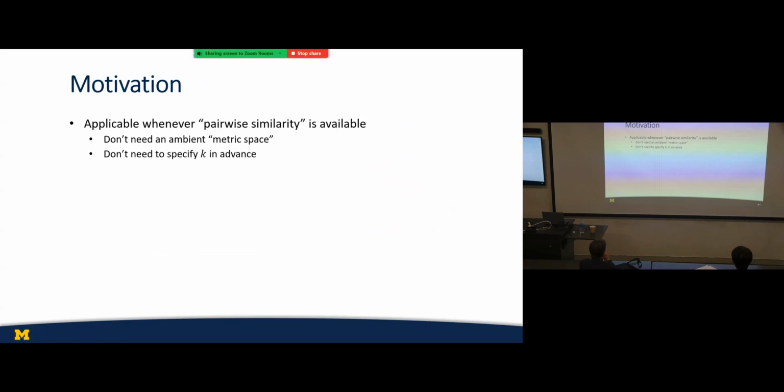So why did we study this problem? As a clustering problem, it's nice because it's applicable whenever pairwise similarity is available. If you compare this problem to more conventional clustering objectives like k-means or k-median, then you don't need an ambient metric space, and you don't need to specify k in advance. So that's one advantage as a clustering problem.